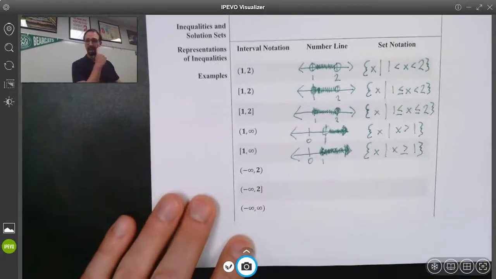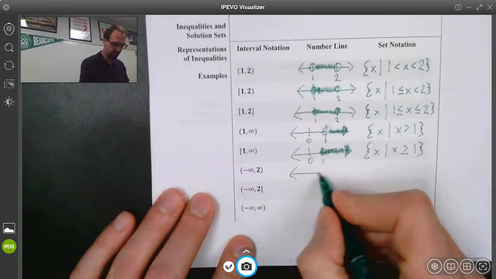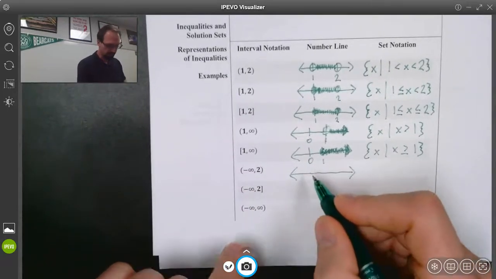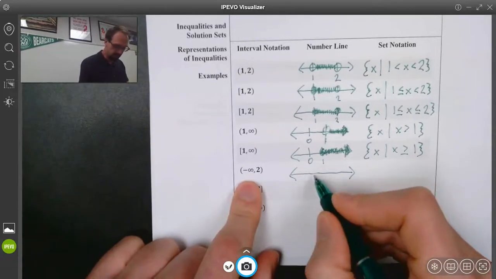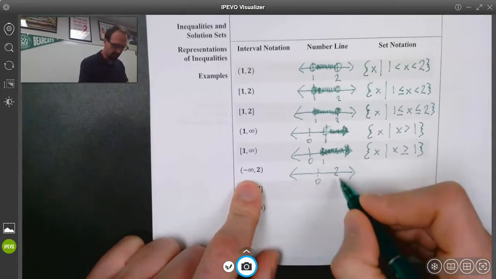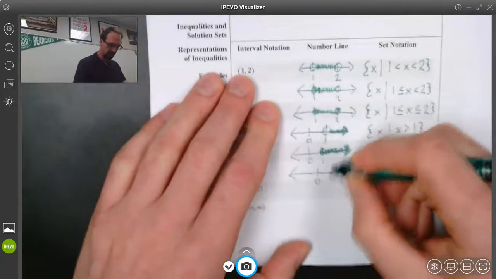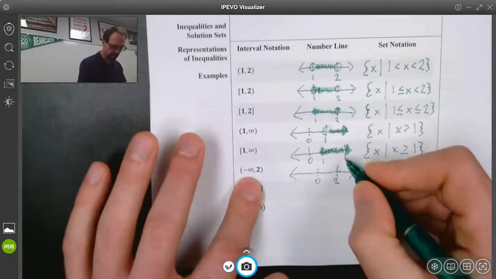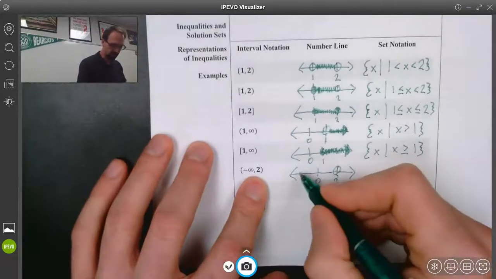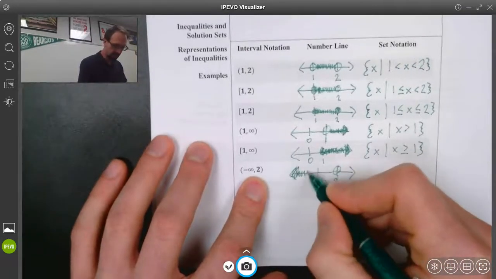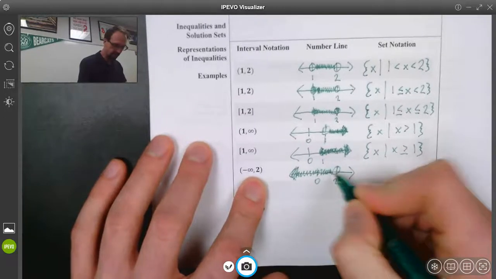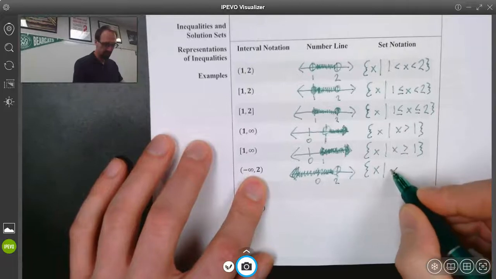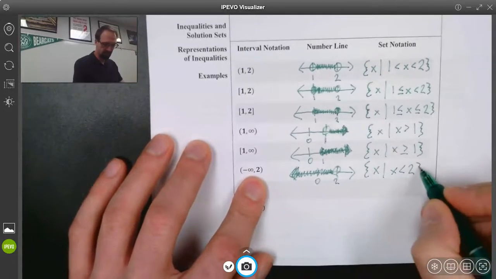Now for negative infinity to 2, I've got my number line ready. So from here I have negative infinity to 2, so let's do 0, and then 2, not like that, I apologize. 2 here, and 2 is not included, and the solution set is all the values less than 2, so I have the set of x such that x is less than 2.